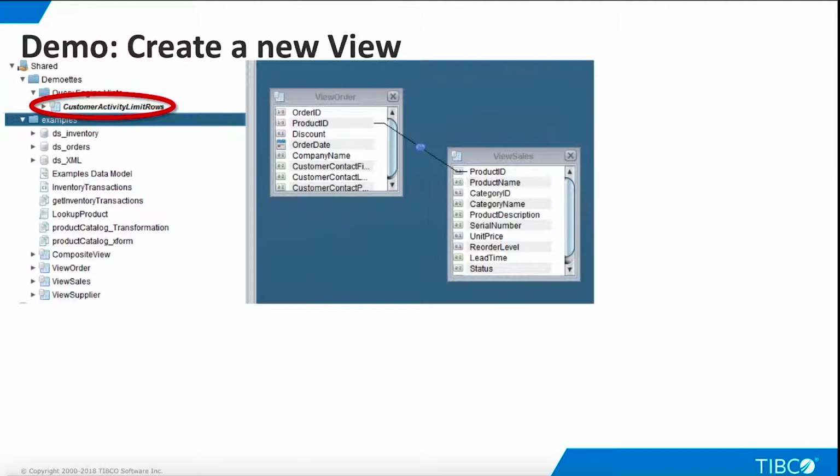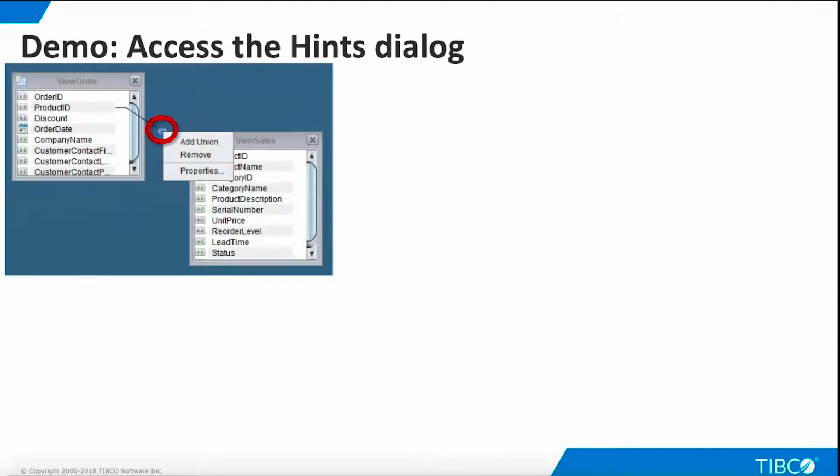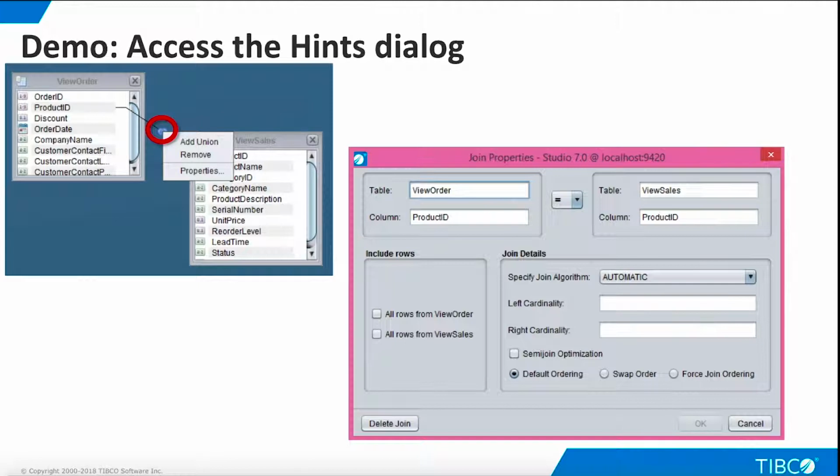We create a new view and name it Customer Activity Limit Rows. We drag in View Order and View Sales from the Examples folder and join the views on the Product ID column. We use the Grid panel to select all columns. There are 3 ways to specify query engine hints, and 2 of them are available to us here on the Model panel.